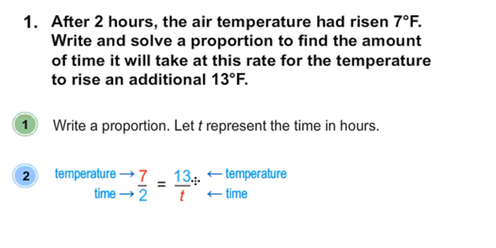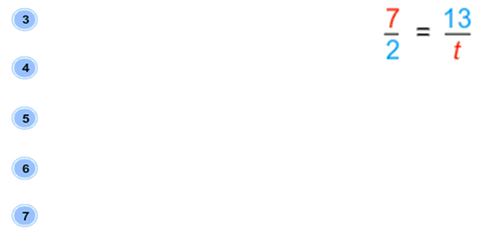So here we said temperature was 7 for 2 hours. The temperature they want to increase is 13 degrees. That's why we put it on top with temperature. And we don't know how long it's going to take, so that's why we put t for time, because we're not sure. All right, so this was our original proportion, 7 over 2 equals 13 over t.